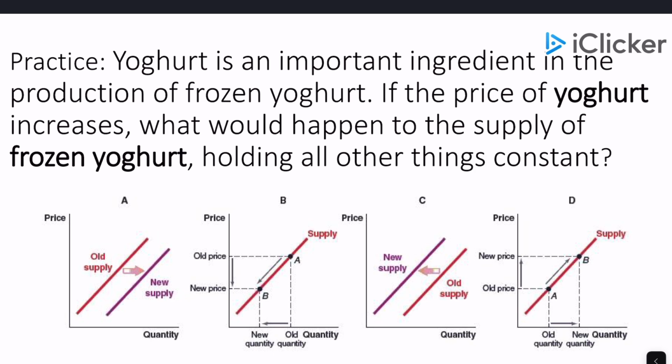Here's another question to differentiate between shifts in supply curves and movements along. Here we have yogurt, which is an important ingredient in the production of frozen yogurt. If the price of yogurt increases, what would happen to the supply of frozen yogurt, holding all other things constant? So we have a bunch of graphs here. It's the same kind of question as the previous one, but now you need to choose which of these graphs is the right movement and direction. So take a couple seconds, pause here, and come up with an answer.